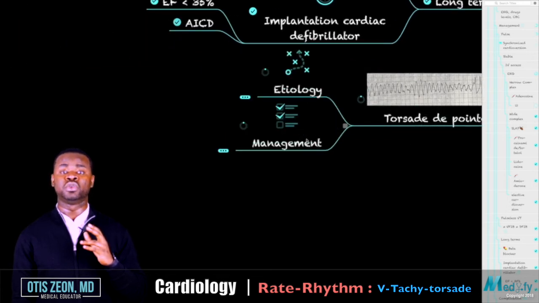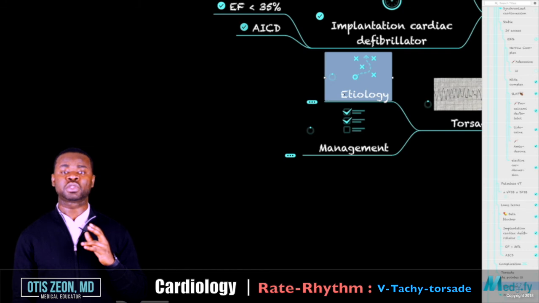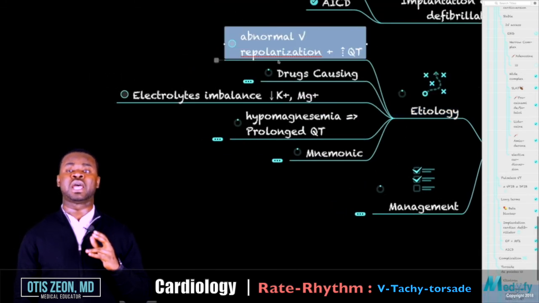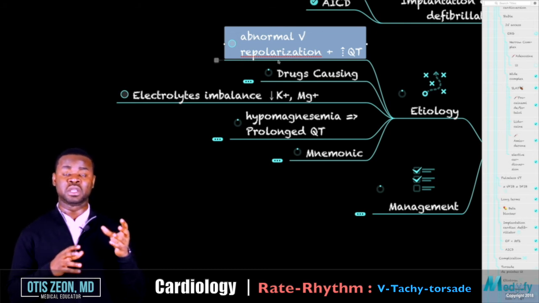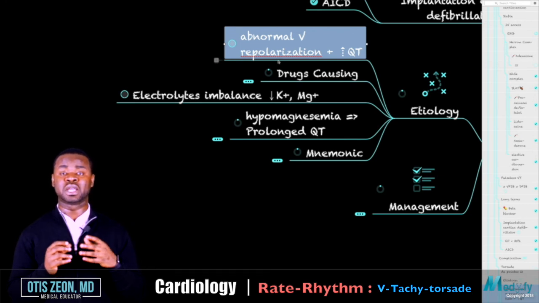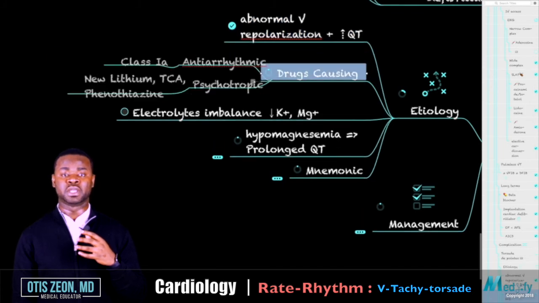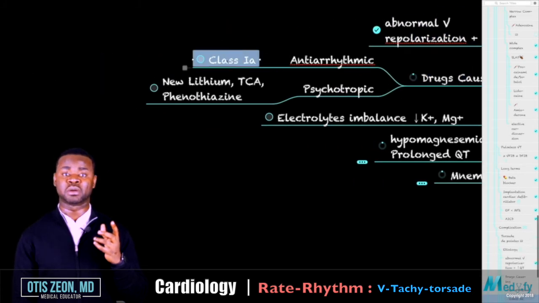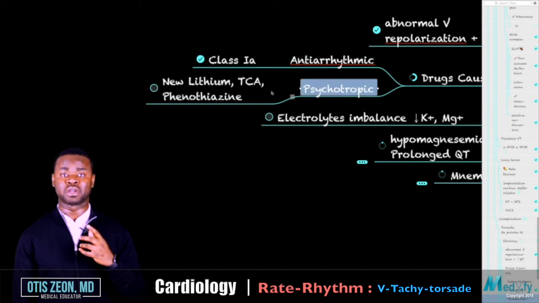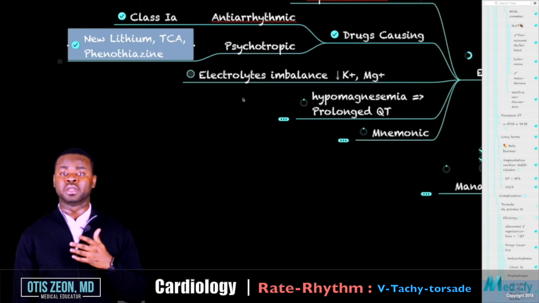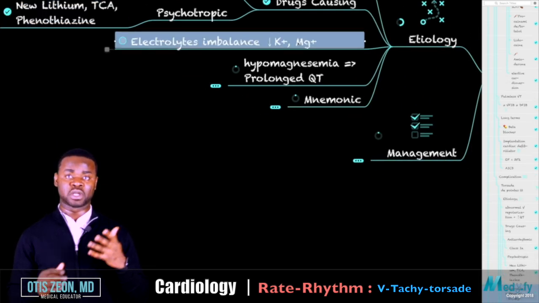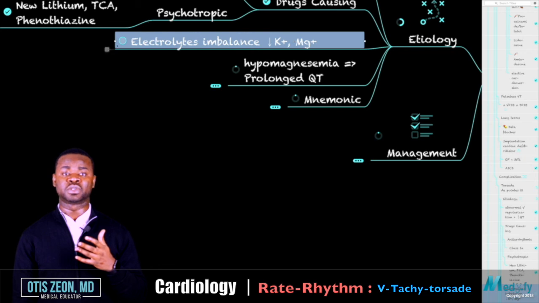In torsade de pointes, the most common etiology is a person who has an abnormal ventricular repolarization and/or people who have signs and symptoms of prolonged QT interval. So think about the drugs that may cause it. Think about things like procainamide, we talked about, quinidine, can cause prolonged QT interval. So the drugs, again, here we say we have antiarrhythmics, class 1A, we talked about procainamide, quinidine. Then you have antipsychotic drugs such as lithium or TCA or phenothiazine. Then you can have also electrolytes that may cause this. We talked about potassium and magnesium as causing torsade de pointes.